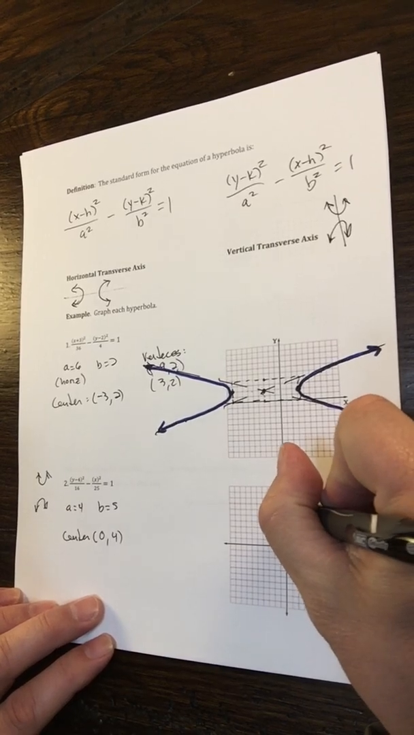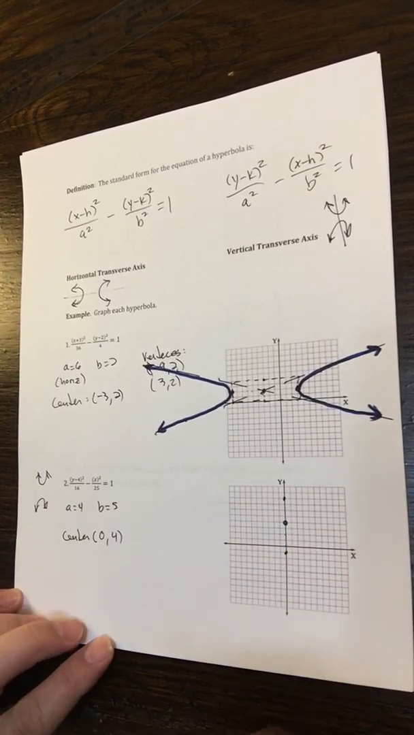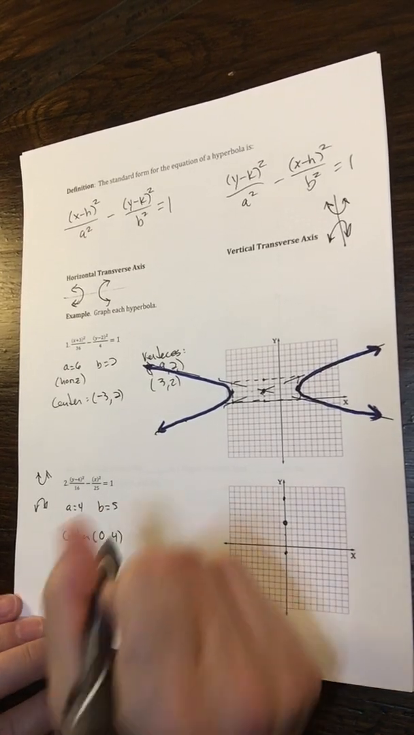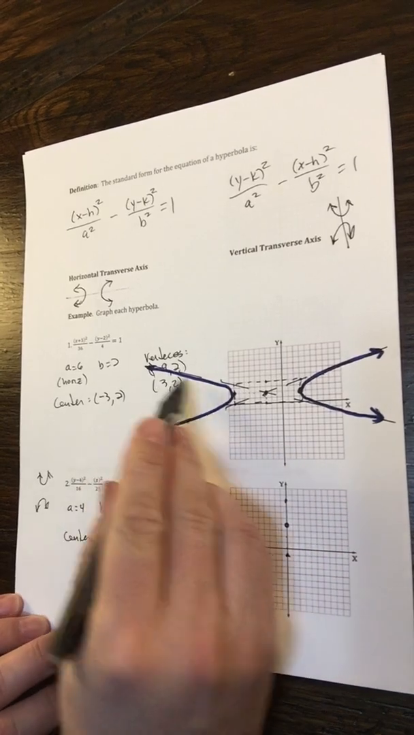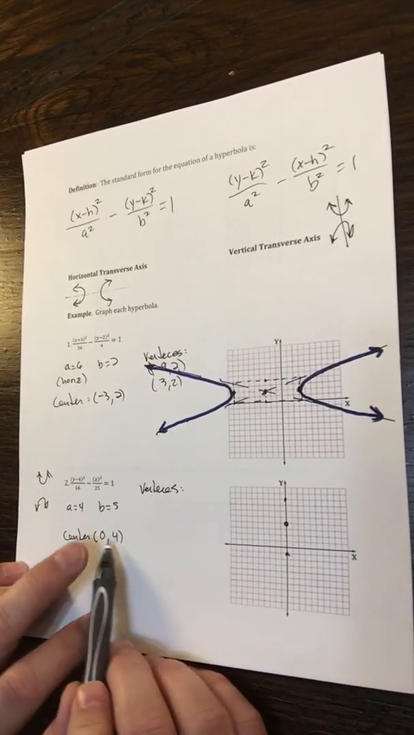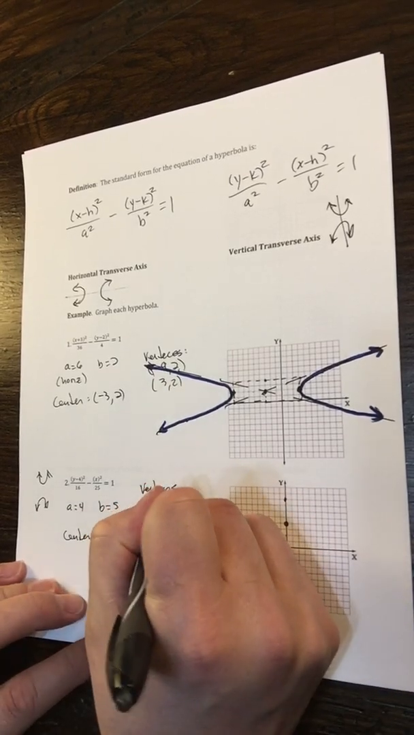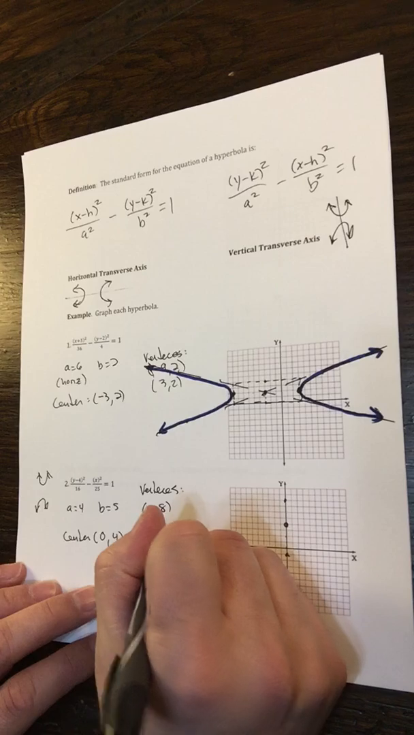So A is 4 units. So I go 1, 2, 3, 4 units up. And then 1, 2, 3, 4 units down. If I wanted to find those 2 points, I'm going to do it again, vertices, even though I'll probably draw through them again. Add and subtract 4, so that's up and down, so I add it to here. So it's going to be 0, 8, and it'll be 0, -1.